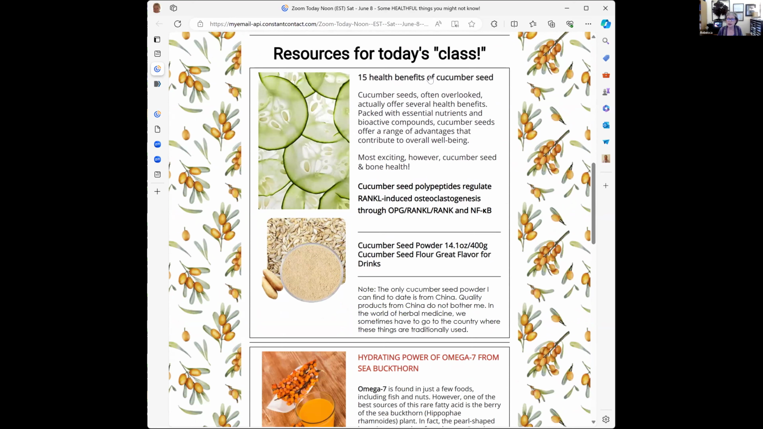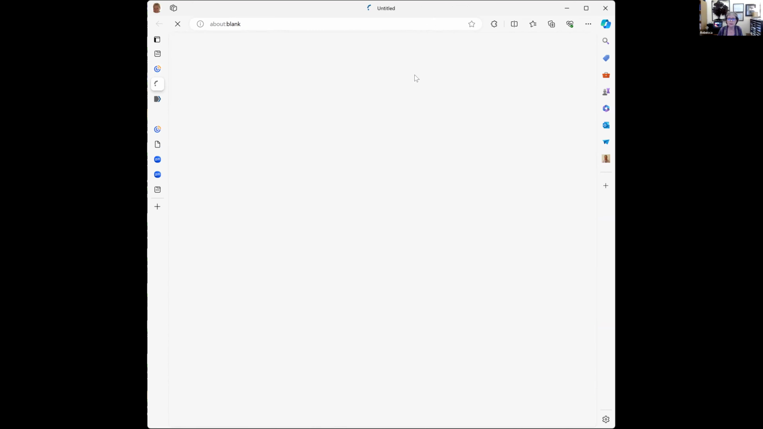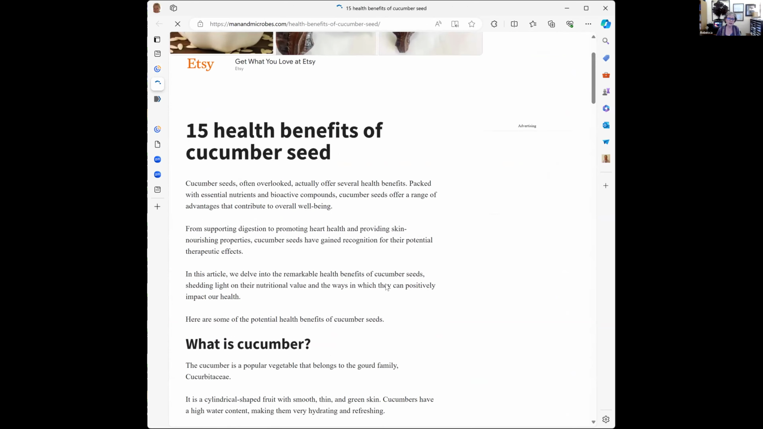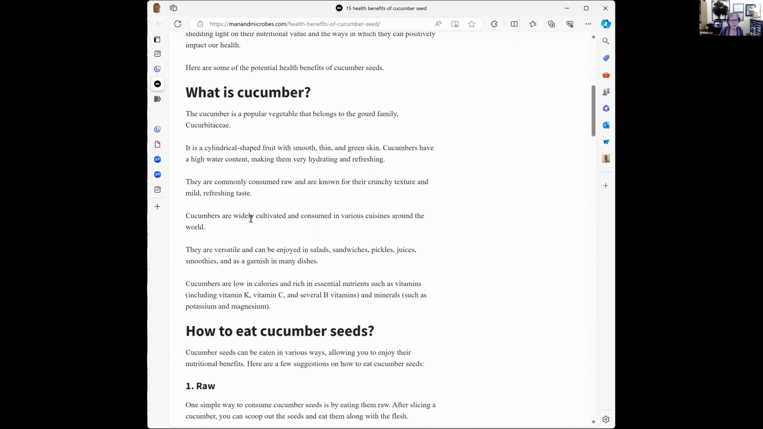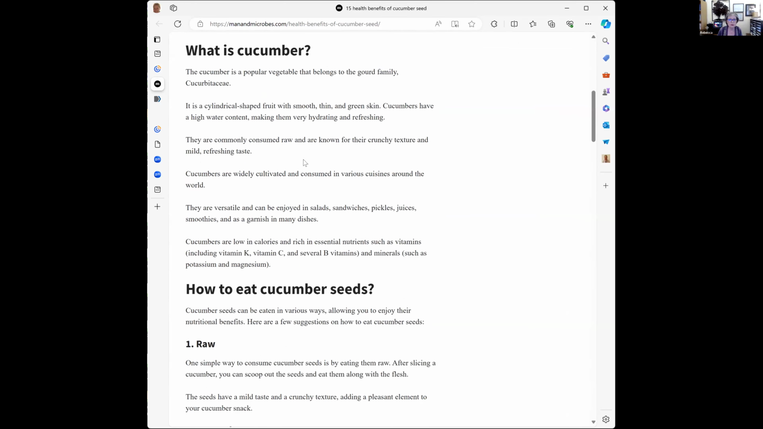And then we've also got up here some other benefits of cucumber seed. Cucumber seeds, often overlooked, actually offer several health benefits, packed with essential nutrients and bioactive compounds. They offer a wide range of advantages that contribute to overall well-being, from supporting digestion to promoting heart health and providing skin-nourishing properties. Cucumber seeds have gained recognition for their potential therapeutic effects. So here we go, blah, blah, blah. They are commonly consumed raw and are known for their crunchy texture and mild, refreshing taste.